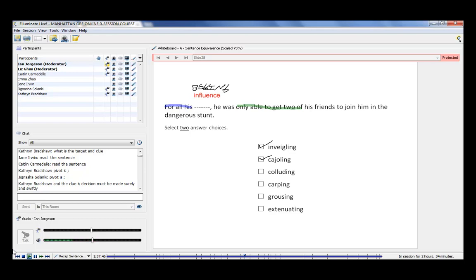There is one other pair of answers here. Does anybody see the other pair? It's wrong, but it's still paired up. Anybody see it? Yeah, Caitlin, what's the other pair?